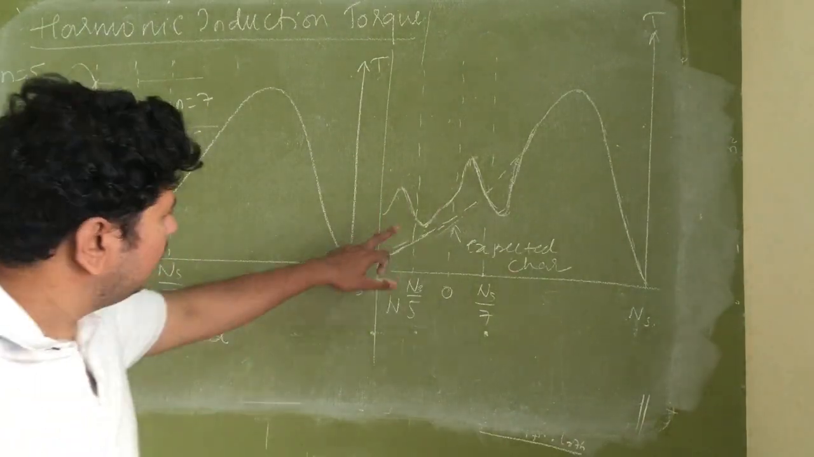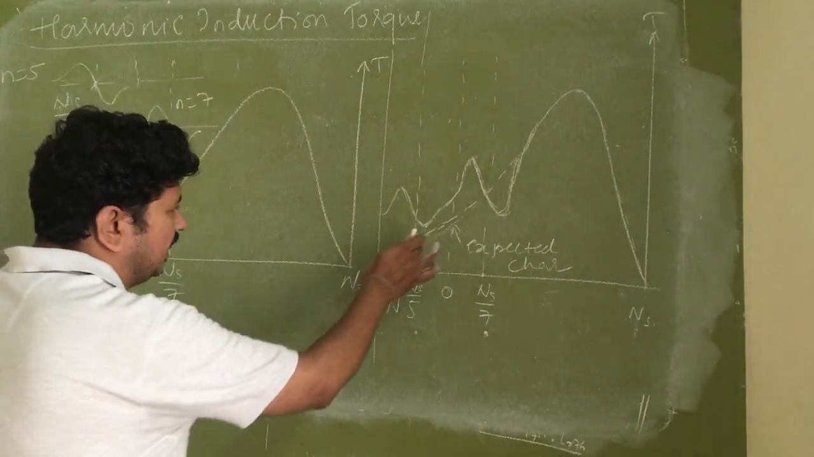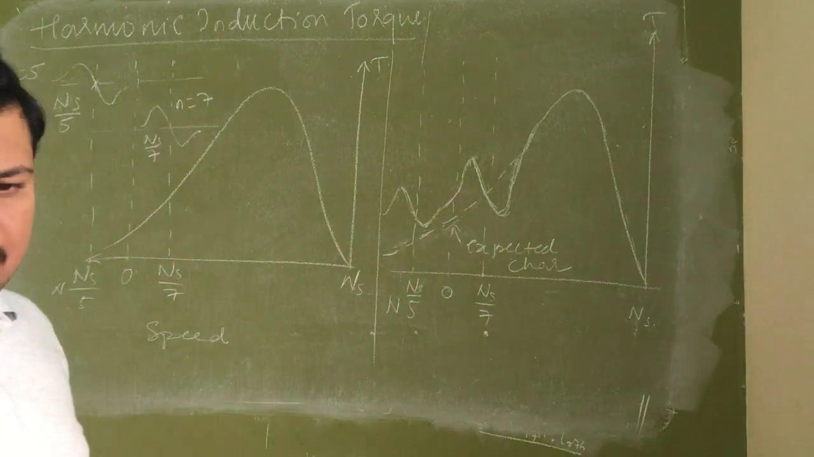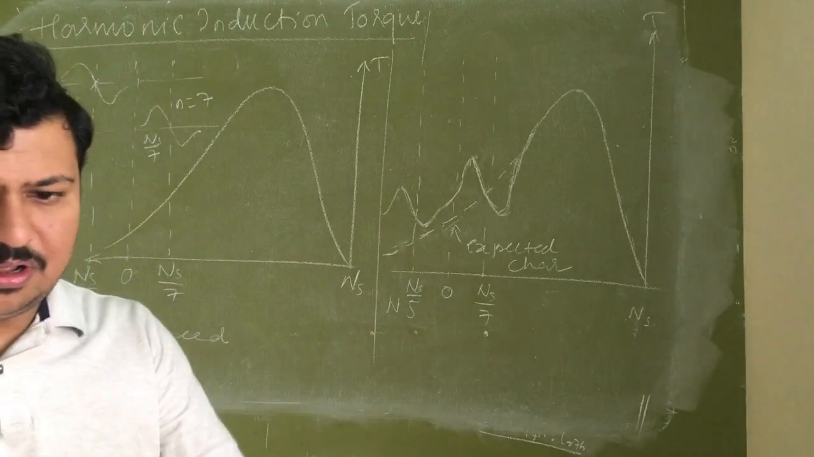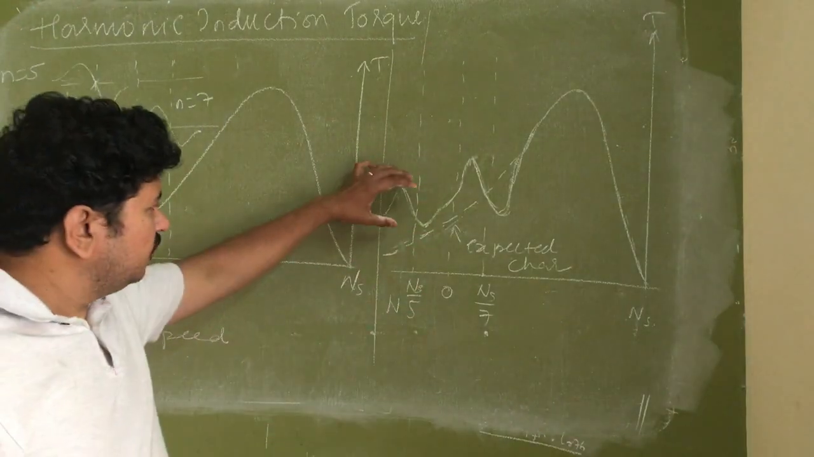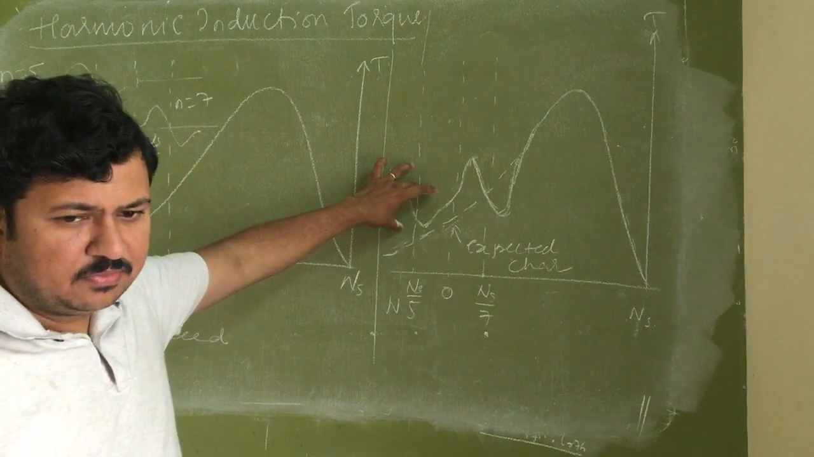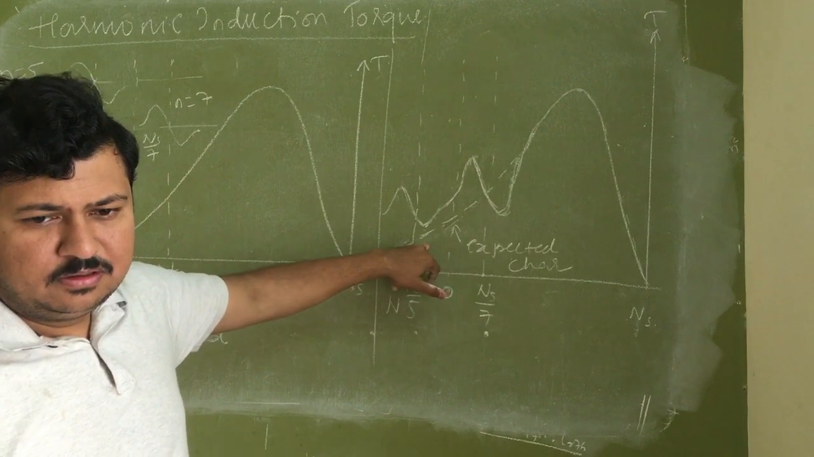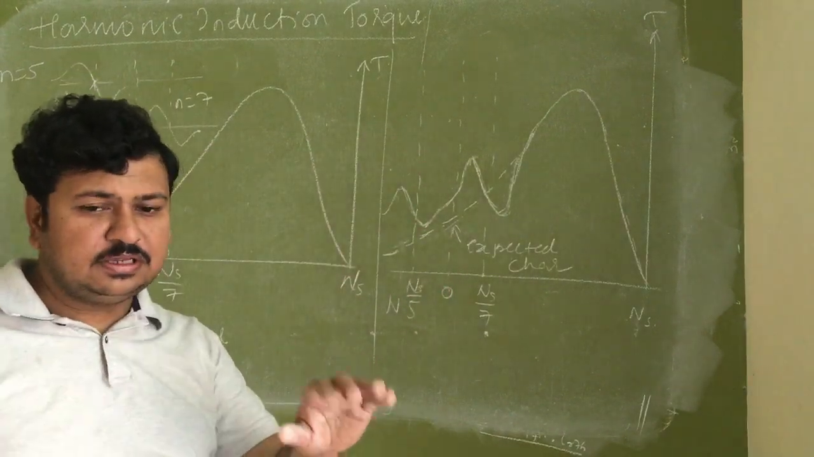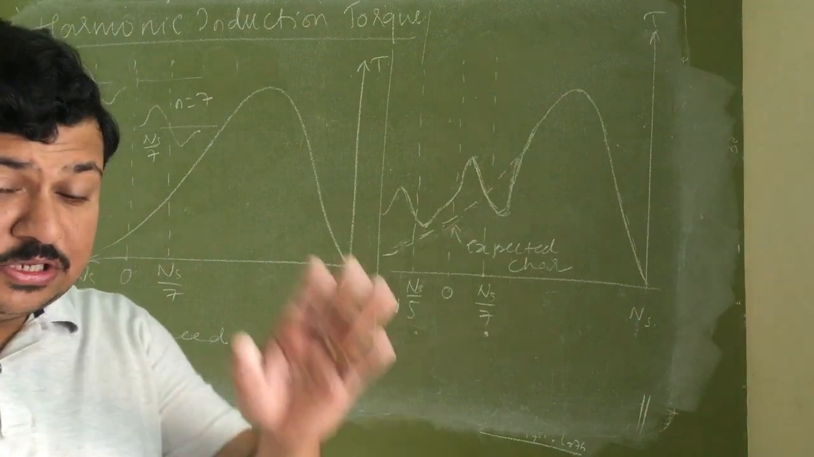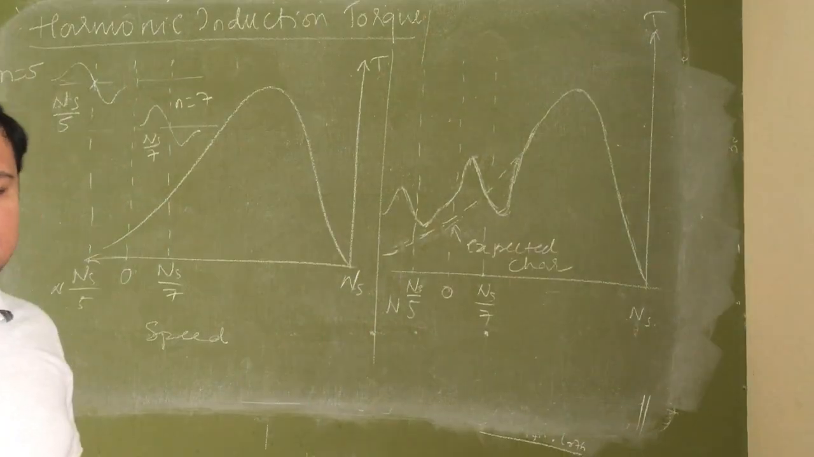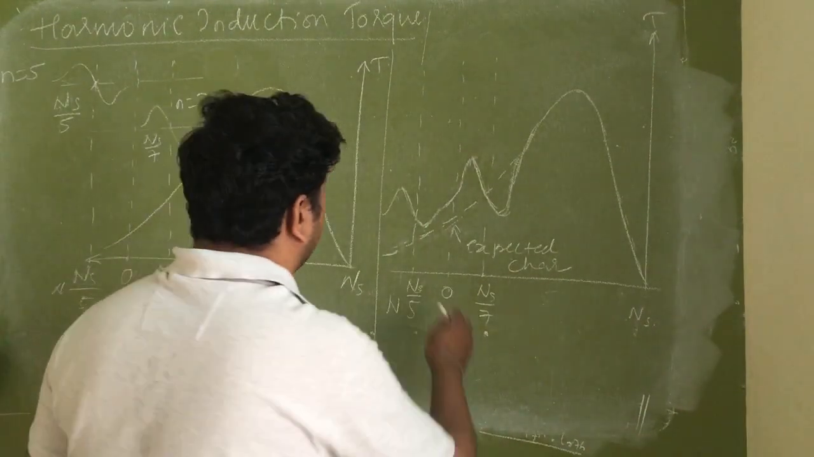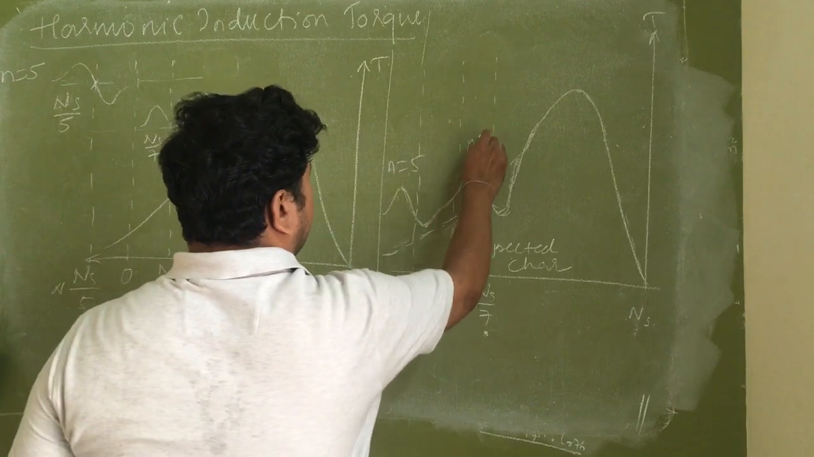Now observe what will happen with the fifth order harmonic. With the fifth order harmonic, the dotted line indicates the expected torque to be produced. The fifth order harmonic is producing the torque that is above the expected load torque. So it is not affecting me in provision of the torque to the load. But what about the seventh order harmonic? This is n equal to 5 and this is for n equal to 7.